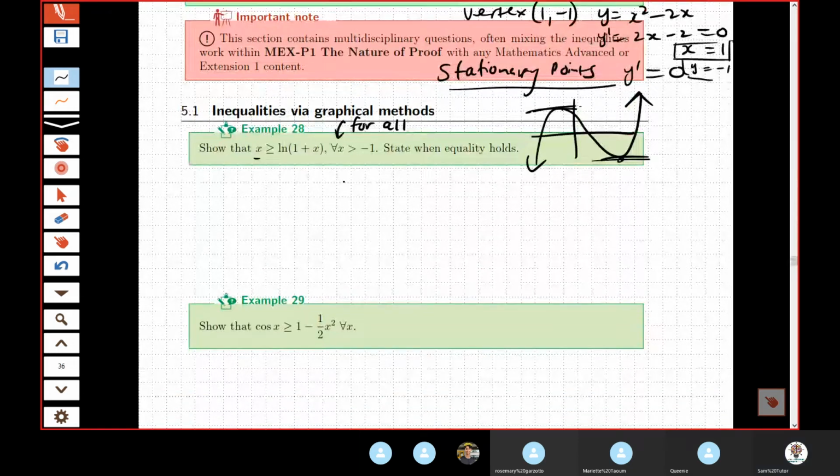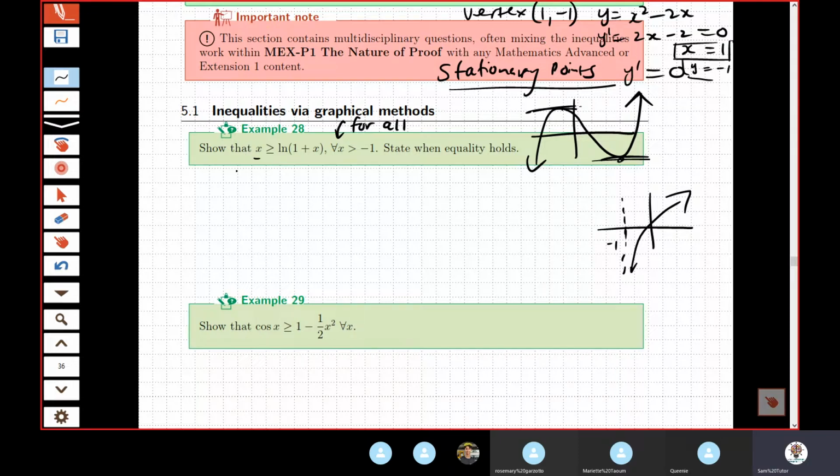It has to be, because if you remember what your logs look like, log 1 plus x means shifted to the left by 1, and it pretty much looks something like this. So you can't get it for x being less than or equal to -1. Anyways, like I said, I want to look at it from a graphical point of view. Cool. So show that x is greater than or equal to log 1 plus x.